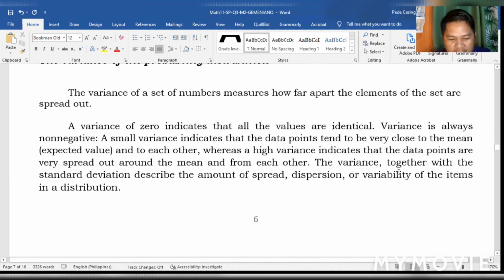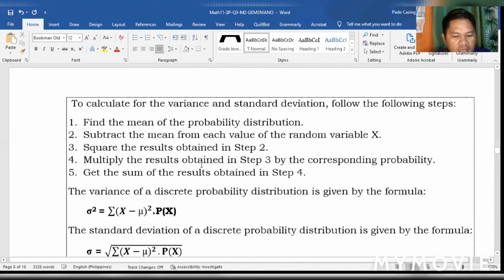The variance, together with the standard deviation, describe the amount of spread, dispersion, or variability of the items in a distribution. So meaning the variance and the standard deviation, that was the answer to the previous activity, no? For the amount of spread, dispersion, or variability. So we have here to calculate for the variance and standard deviation. We have 5 steps to follow.